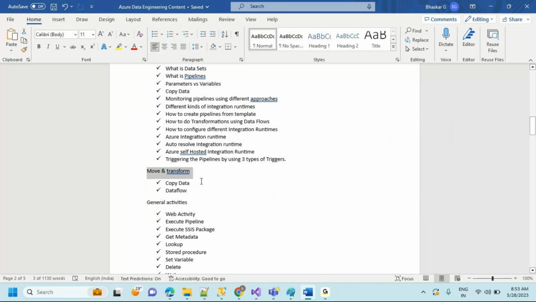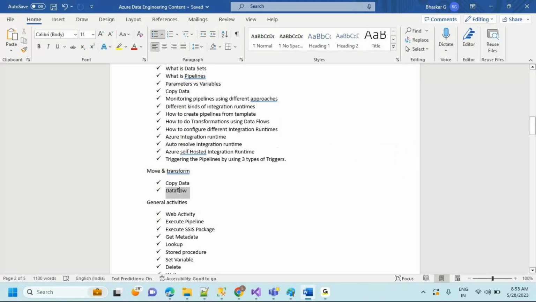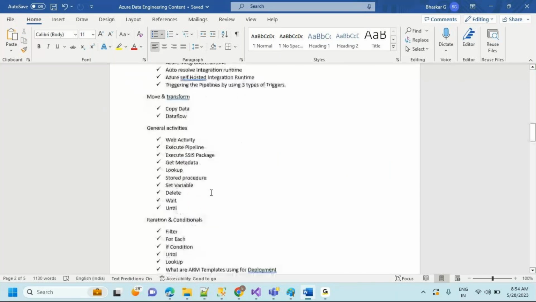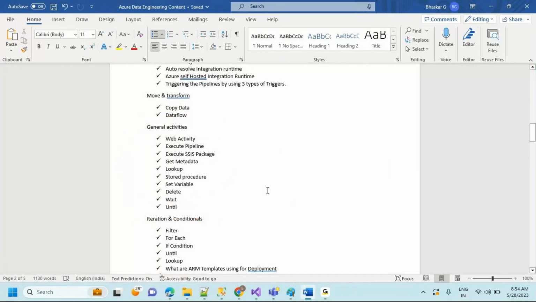To move and transform the data, there is a specific Copy Data activity for moving the data, and for transformation we have a Data Flow activity. We'll talk about that. And for controlling, we have general activities and iteration activities that we are going to see as part of Data Factory.